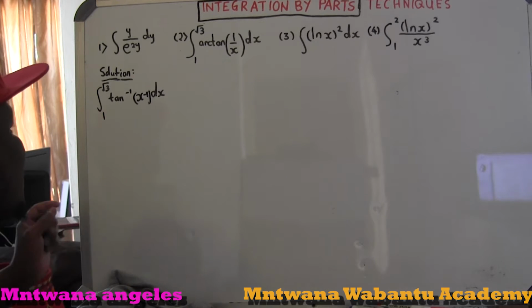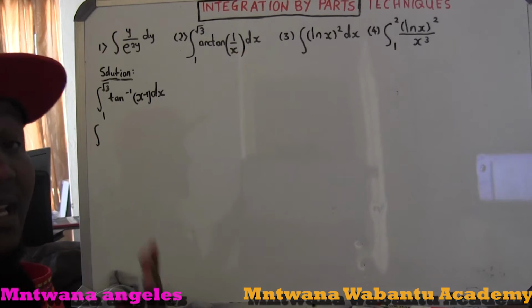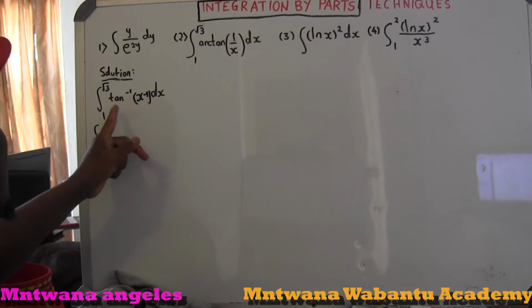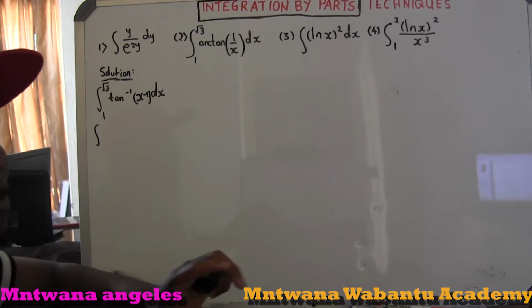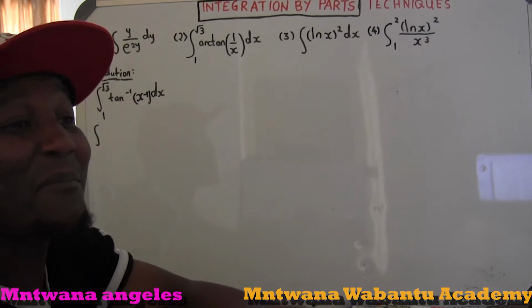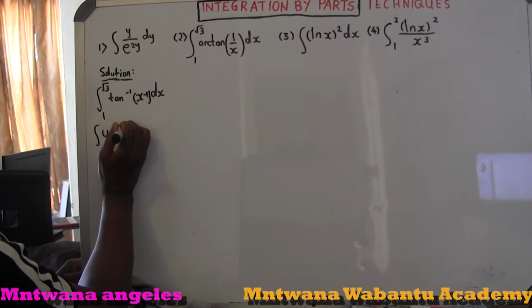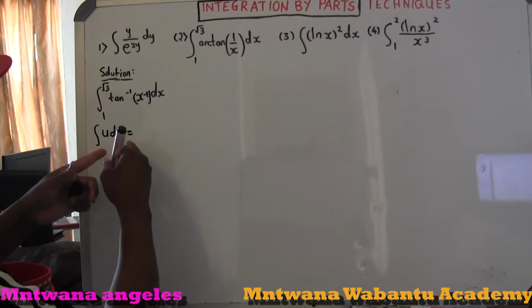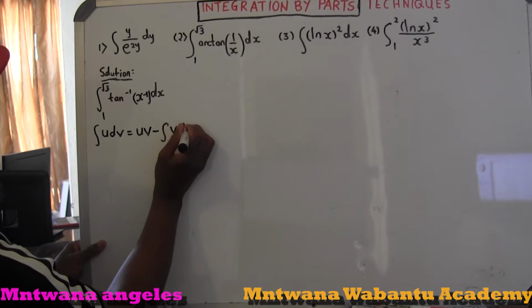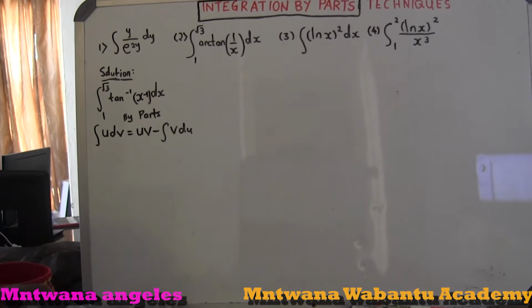I'm going to write my formula first and foremost. Integration by parts, because you can see there's an inverse function inside the integral. When you have an integral with only an inverse function, straight away we know it's by parts, it's easy. So the integration by parts formula: integral of u dv equals uv minus integral of v du.